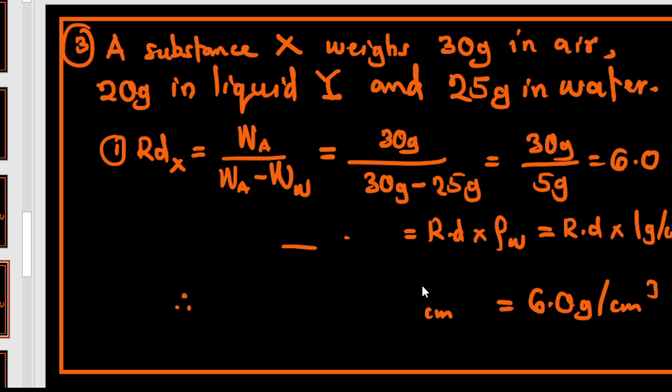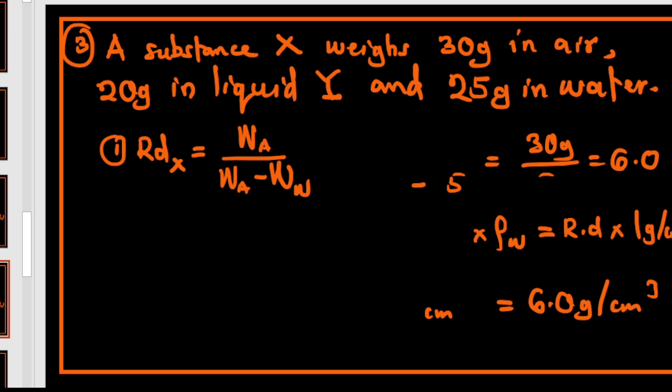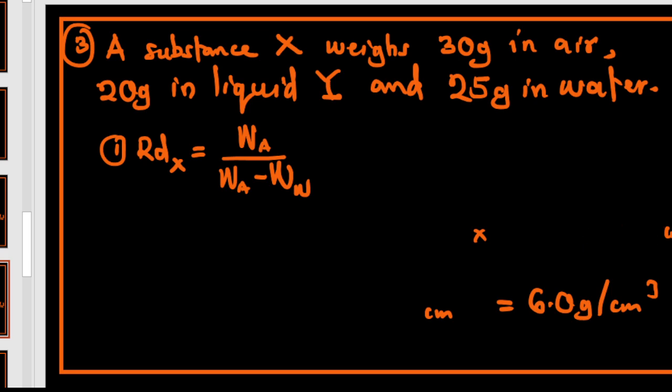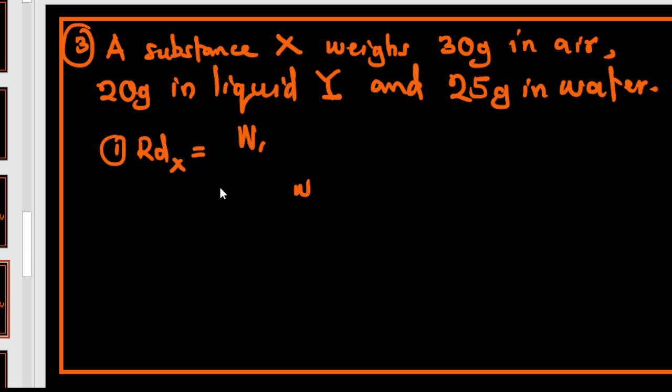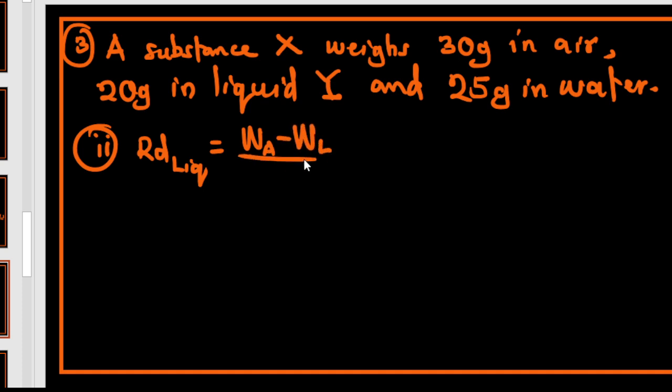So you can use that same formula, but now you are using the one for what? Liquid. So that will be upthrust in the liquid over what? Upthrust in air. Upthrust in the liquid over upthrust in water. So RD of the liquid should be upthrust in the liquid, which is weight in air minus weight in the liquid, divided by what? Upthrust in water, weight in air minus weight in water.